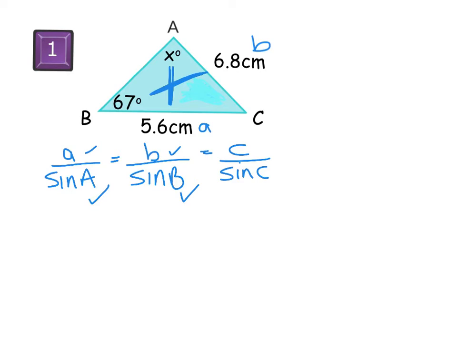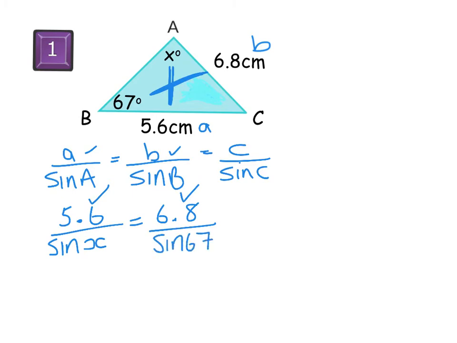So substituting in our working, we end up with 5.6 over sine x, or a if you want to keep it as a, gives us 6.8 over sine 67. Now for this one, we're going to fully cross multiply. We're going to bring the sine x up to the 6.8, but we're going to put the number first, so 6.8 times sine x equals 5.6 is going to join the sine 67.